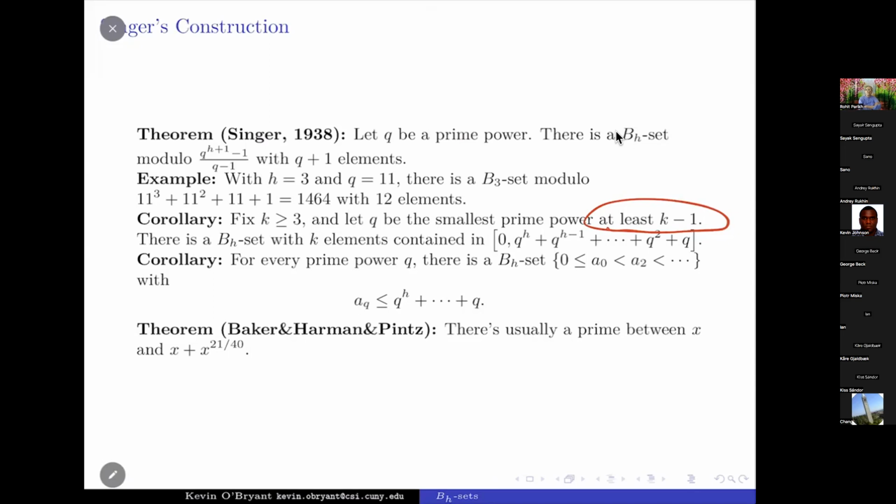Relevant to this difficulty about finding prime powers, we know, thanks to Baker, Harman, and Pintz, that there is a prime between x and x plus x to the 21 over 40. Usually this means if x is large enough. For all sufficiently large x, there's a prime between x and x plus x to the 0.525, which is a little bit more than x to the 1/2. So that guarantees that we don't have to go too far above k before we find one of these sets. But as I say, this is the error term in the bound that comes out.